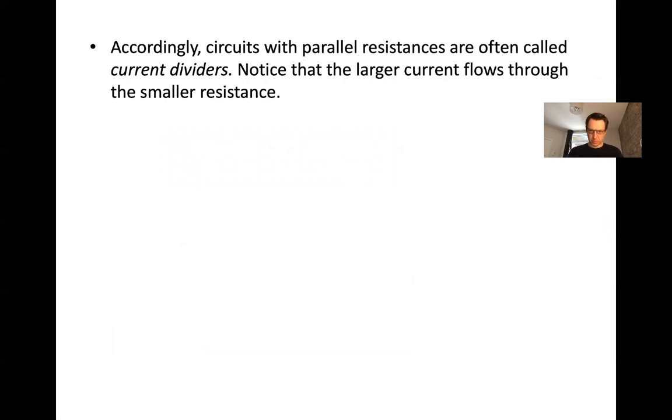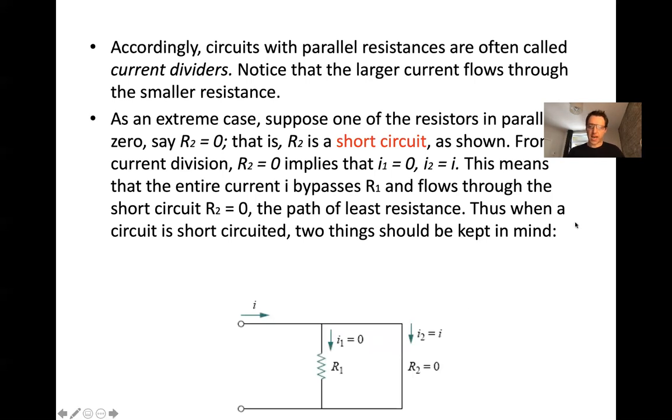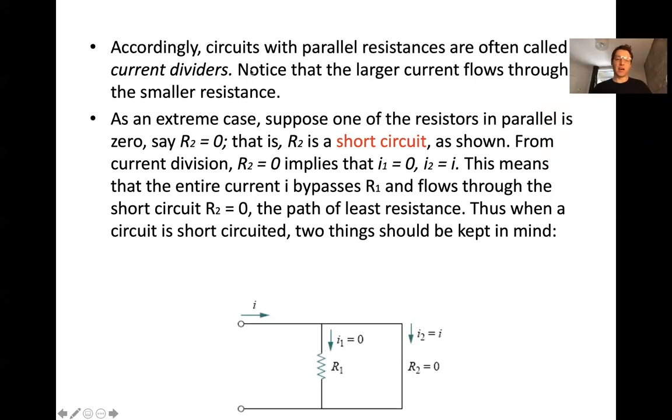So circuits with parallel resistances are often called current dividers. And again, the larger current flows through the smaller resistance. And by the way, I should have probably stated this a few slides ago. Circuits with series resistances are often called voltage dividers.